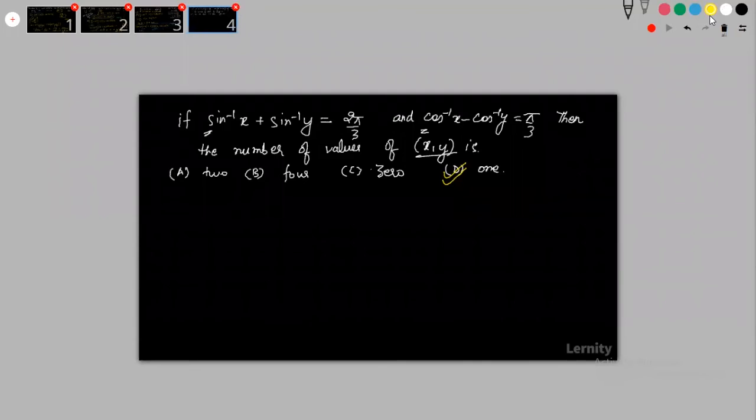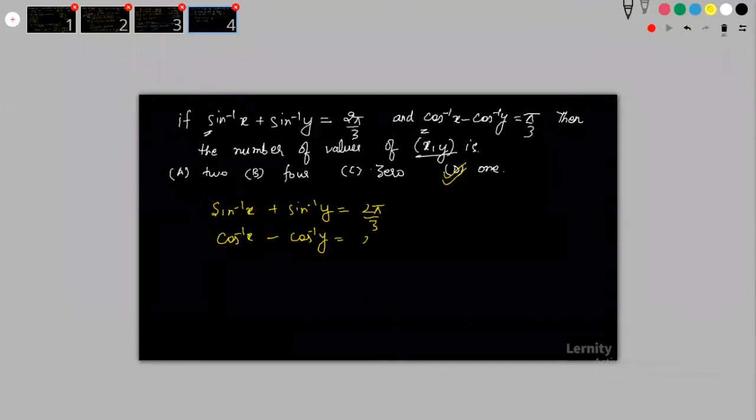Okay, so let's see how we are getting one. So this is given: sine inverse of x and sine inverse of y, and cos inverse of x and cos inverse of y are given. Okay, so we have been given sine inverse of x plus sine inverse of y is equal to 2 pi by 3, and cos inverse of x minus cos inverse of y is given as pi by 3.